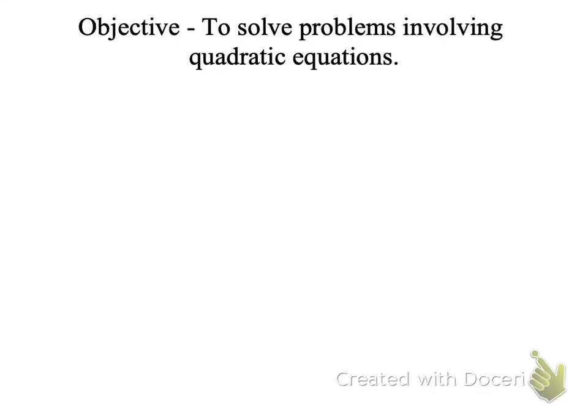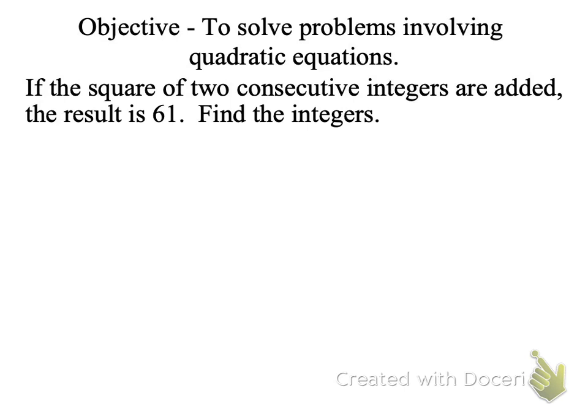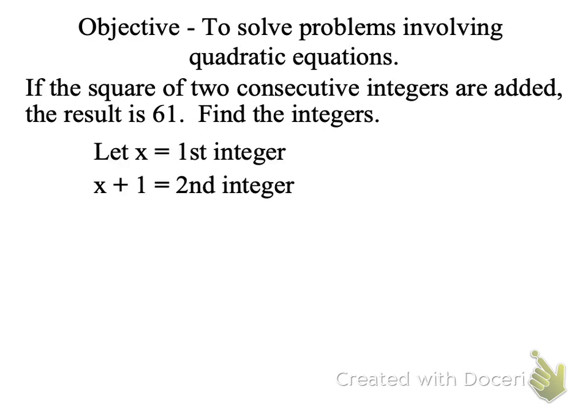All right, today we are doing word problem application with quadratics. Now that you know multiple ways to solve a quadratic, the first one we have is if the square of two consecutive integers are added. So what are we calling our first integer? X. And what would we call the second integer? X plus 1. Good.